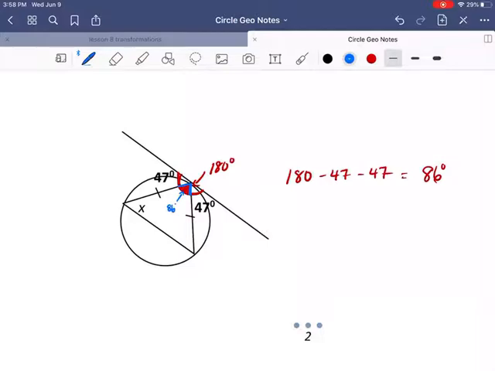And it also works the other way. If we do 180 minus 86, that equals 94. And if we divide 94 by 2, we get back to the 47 and the 47. That's there.